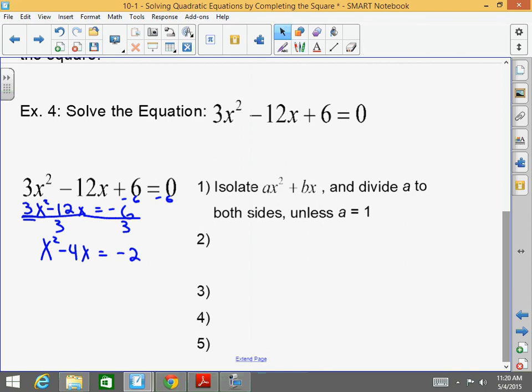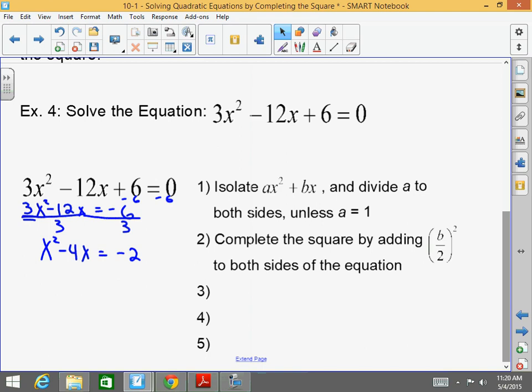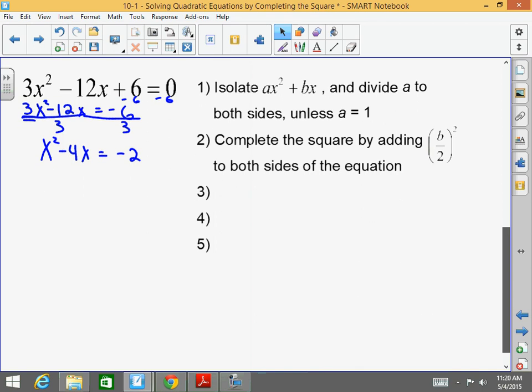Does that first step make sense? Is that clear? Does everyone see that? Isolate the ax squared and the x, divide by a if it's anything other than 1. Step 2, complete the square, but this time, remember how we added b over 2 squared? Remember that in an equation, whatever you do to one side of the equation, you must do to the other side. Very good.